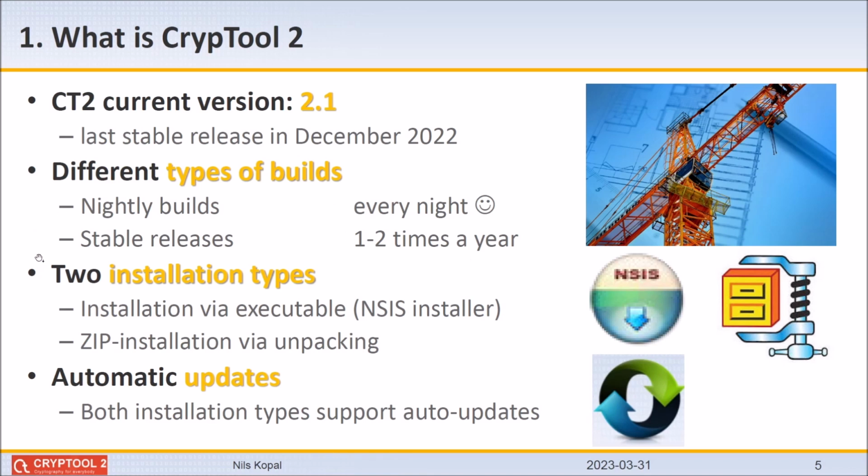Then we have 2 installation types. You can either install via executable, via setup, we have an NSIS installer, or you can download a zip installation. You can unpack CrypTool 2 and then just use it without the need of installing it. For both, we support automatic updates. That means that you either automatically download in CrypTool 2 a new setup program that is then run in the background, or the zip installation also automatically updates itself.